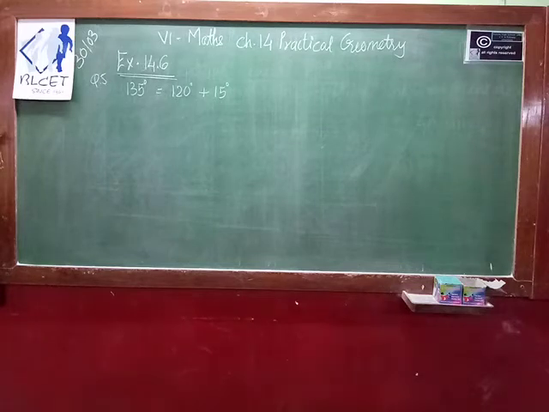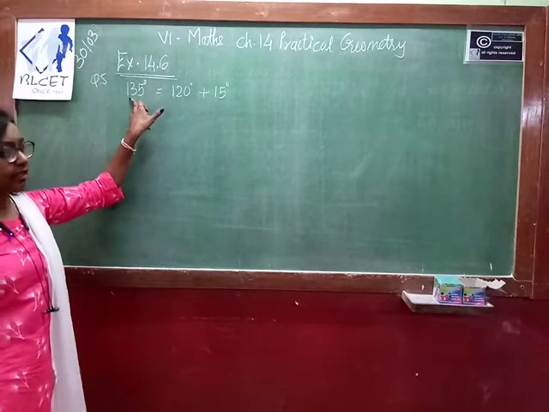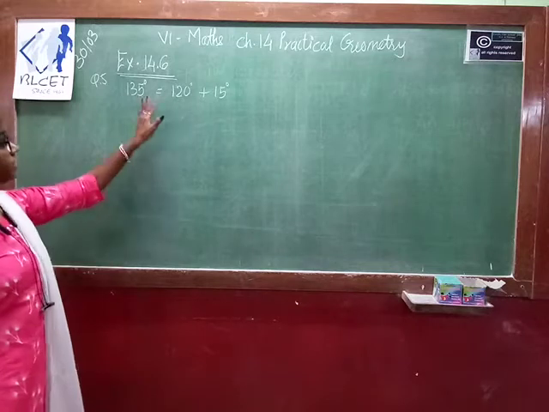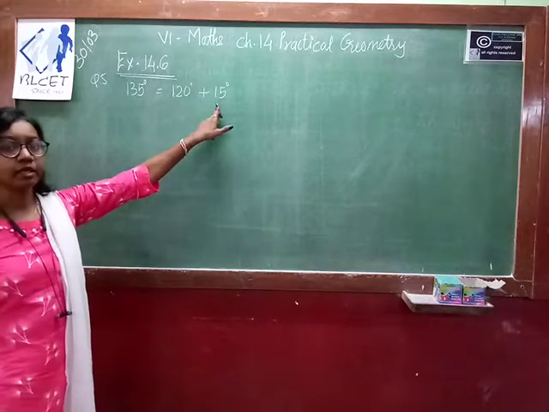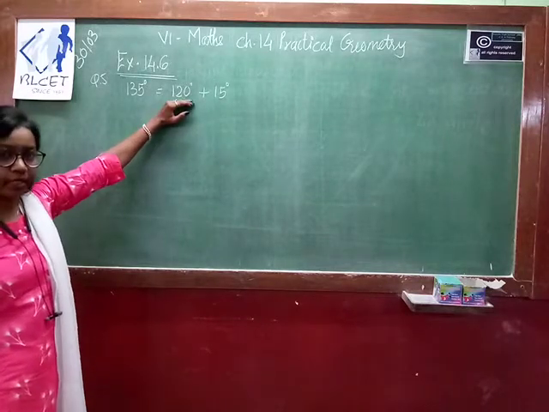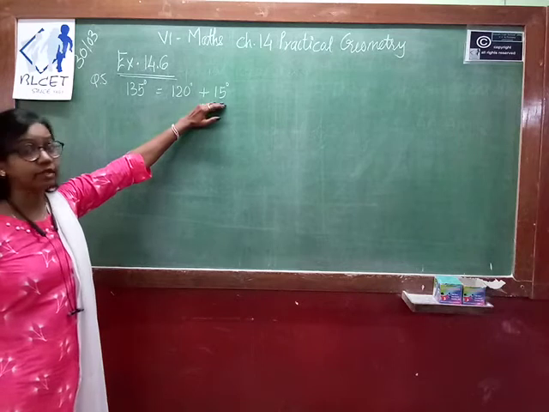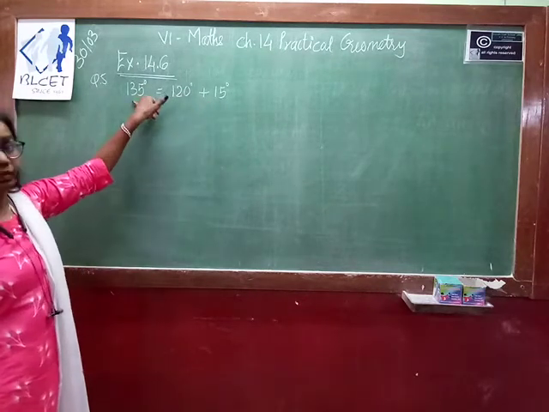So now let's see question number 5. The last question: how to construct 135 degree. We know that 135 degree means 120 degree plus 15 degree. We can construct it because we know how to construct 120 degree and we also know how to construct 15 degree. When we add these two angles, we get 135 degree.